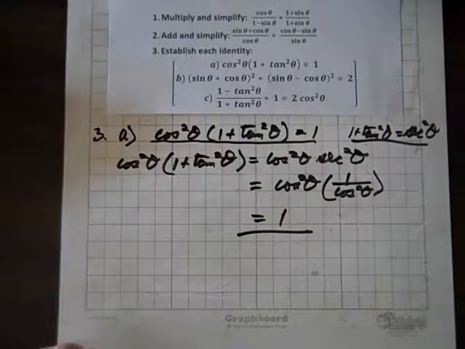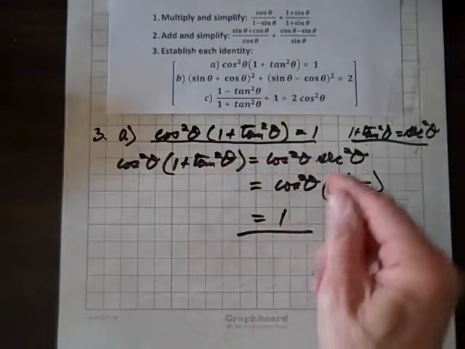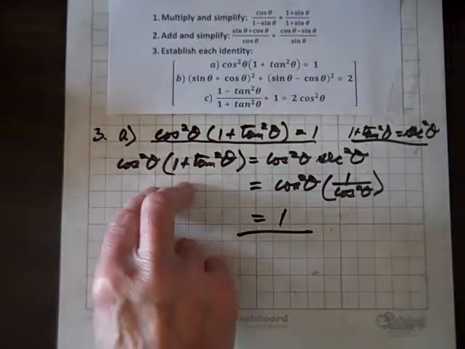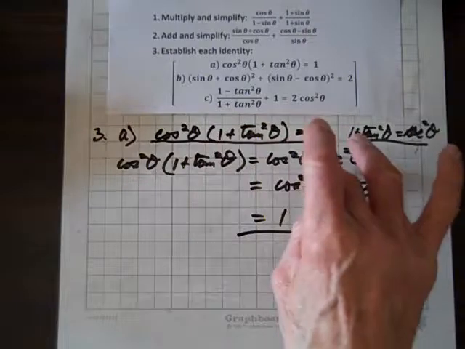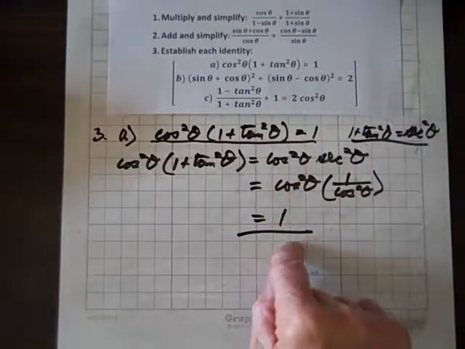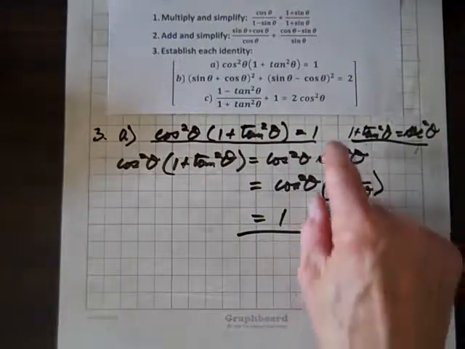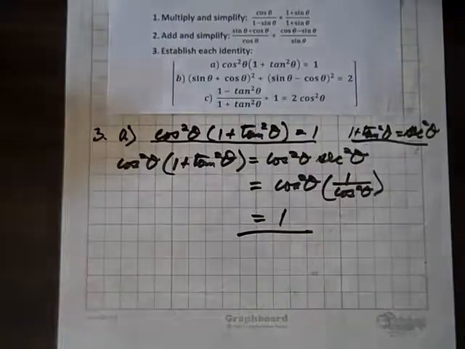Notice there's a form to proving identities. This is the form. You start with one side, and you keep simplifying until you get to your destination. In this case, it was 1.